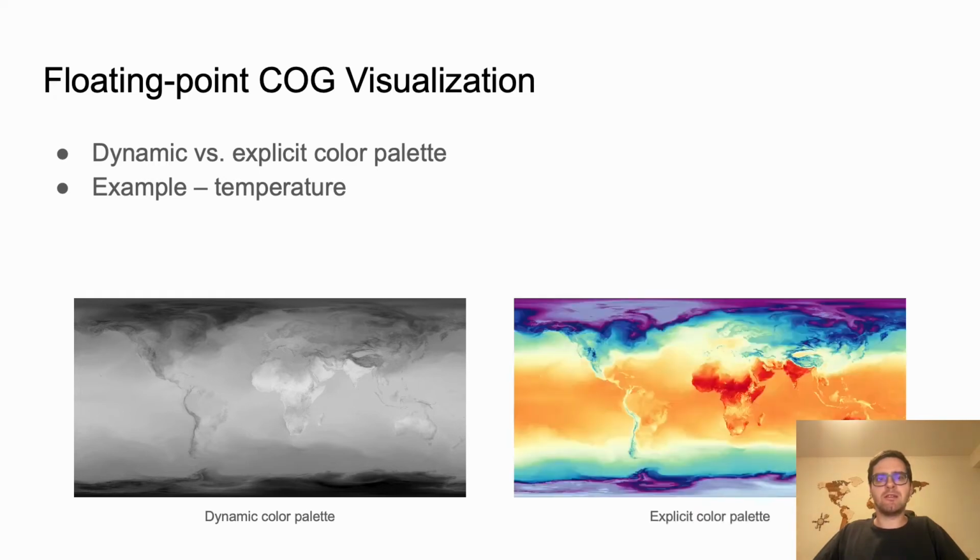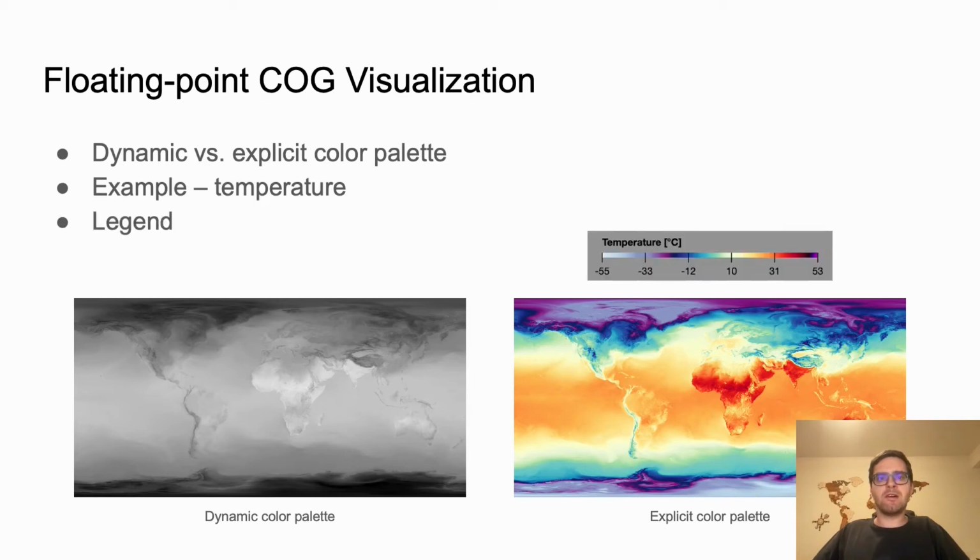On the other hand, providing an explicit color palette is helpful for weather data because it allows highlighting important data value ranges to the user. In the temperature example, values below 0 degrees Celsius are rendered with blue colors, whereas values above 0 degrees Celsius are rendered with red colors. Finally, we can use the explicit color palette to display a legend as well.